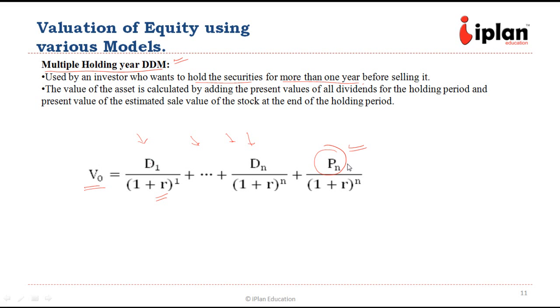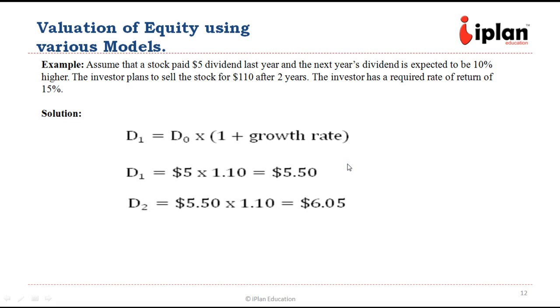Let us take up an example of this. Suppose the stock paid $5 last year. Next year's dividend is going to be 10% higher. The investor plans to sell the stock for $110 after 2 years. So the holding period is 2 years and the price at the end of it is 110. The required rate of return is given to be 15%.